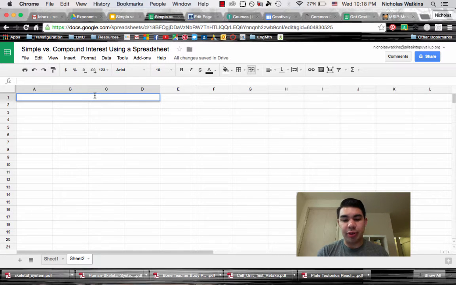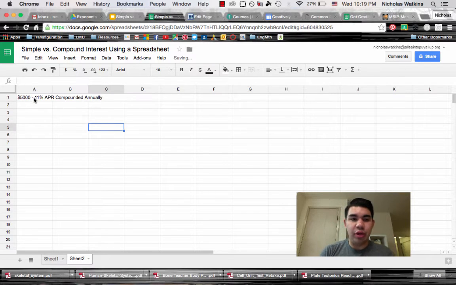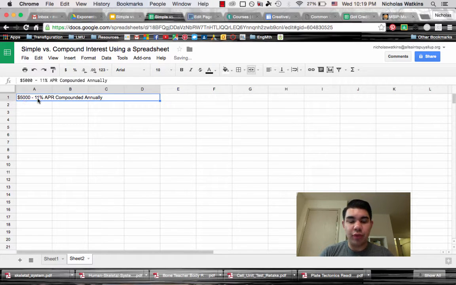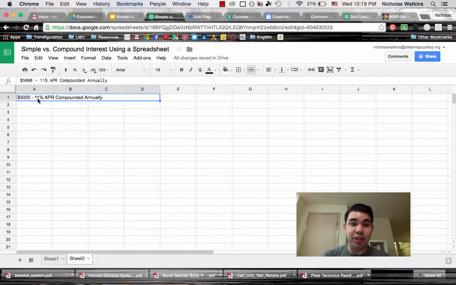So here I can start typing. The first thing I'm going to type is $5,000, 11% APR compounded annually. What this means is that we are going to start with $5,000. We're going to get a really awesome 11% interest rate, which you're probably never going to get, unfortunately. Maybe on a credit card, which is not great for you. And this is going to be compounded once a year at the end of the year. Right?